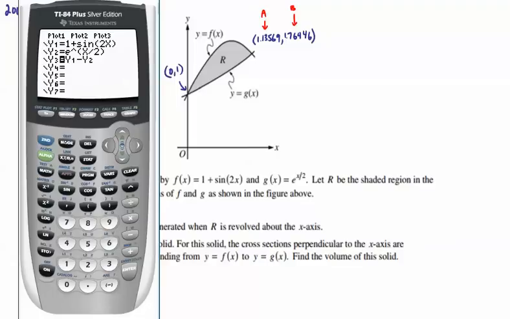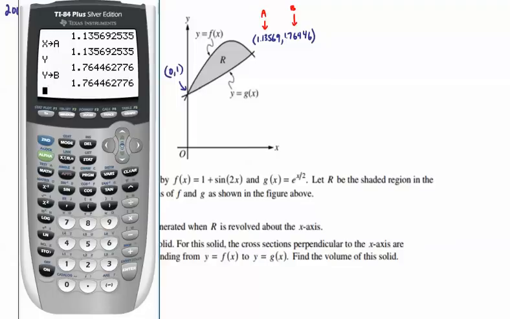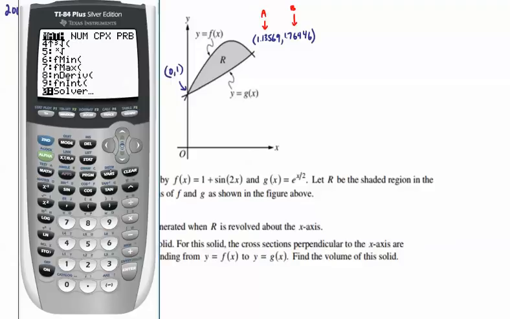I'm going to go back out, and if you recall, we have math, option number 9 is fnInt, Y variables, function. It's y3 that has the function we want to integrate. We put in the variable of integration, and then we're integrating from 0, and instead of typing that number all over, I can just hit alpha A, and that will give us 0.429.